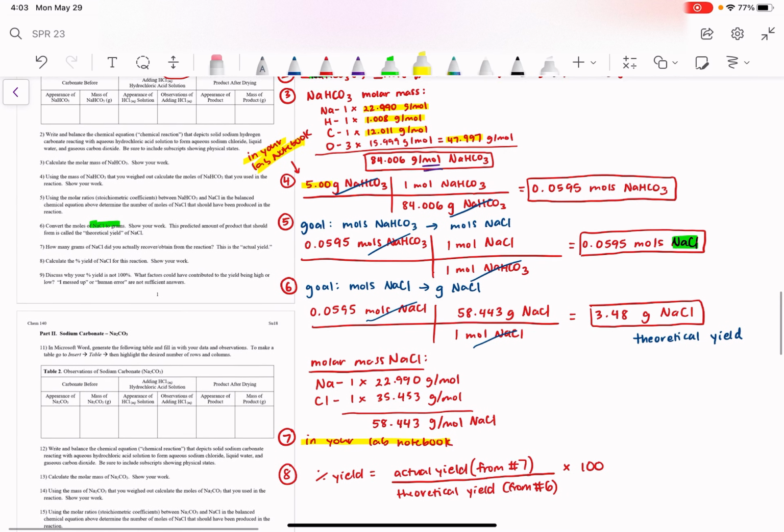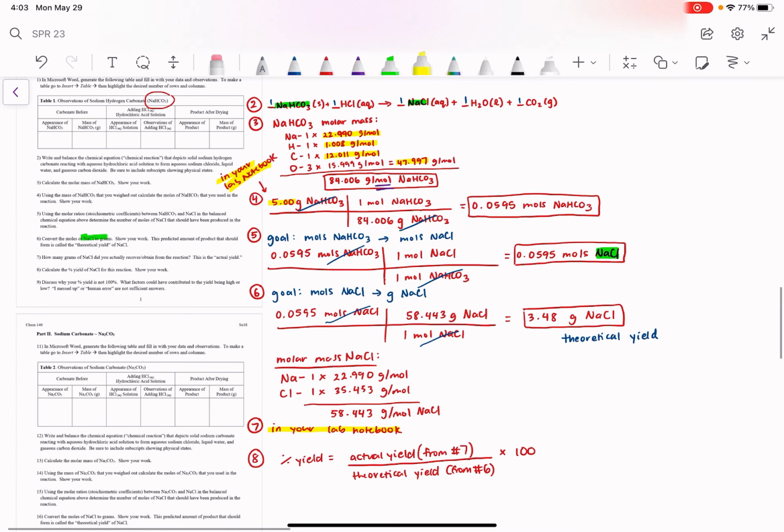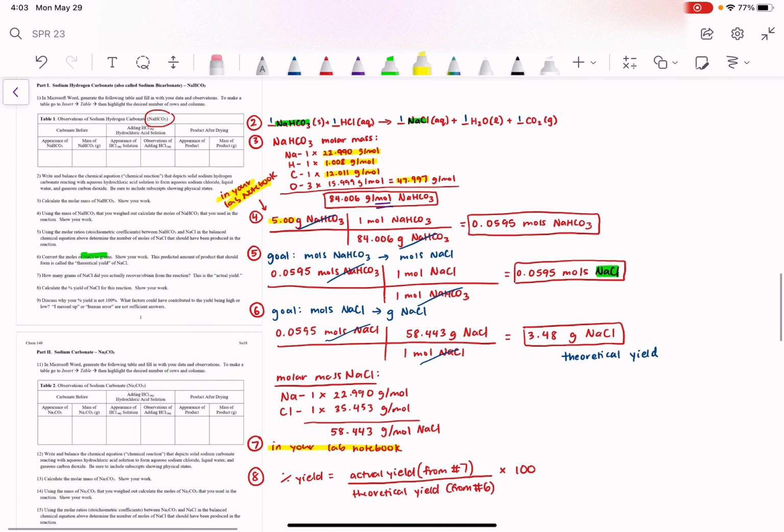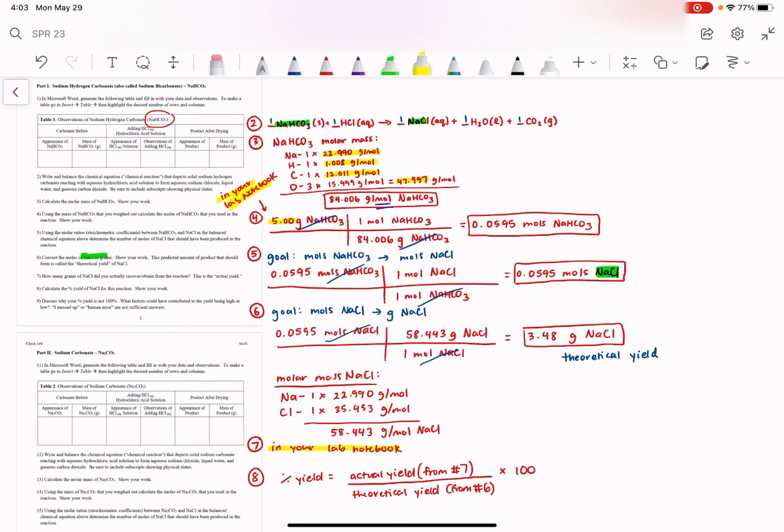I hope this helps. You're going to do kind of the same process for the other 2 parts. And of course, let me know if you have any questions. If you need a little extension on this one, just email me and let me know.